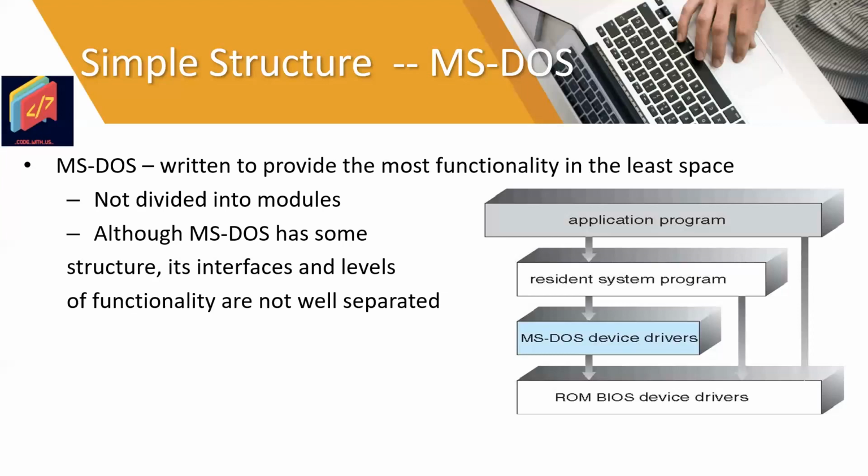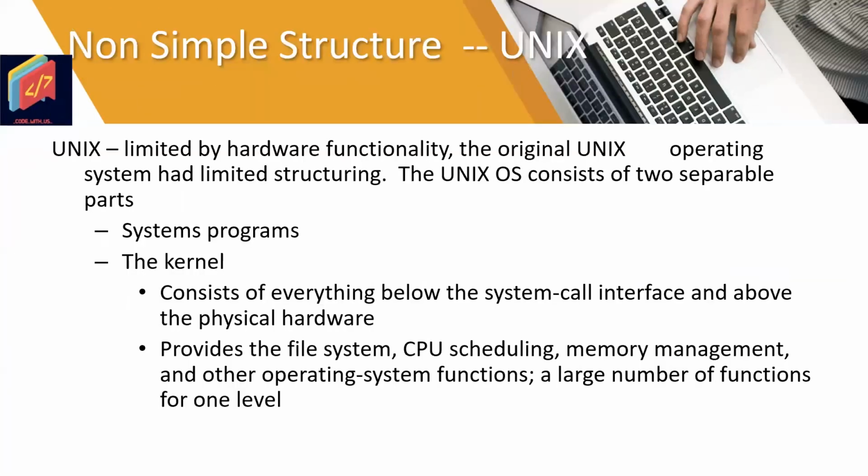So which is a simple structure we will be seeing in MS-DOS. And coming to the next, which is a more complex or non-simple structure. We can call Unix a more complex, non-simple structure, which has a high level of things, and is more complex, not understood easily. Unix is limited by hardware functionality.